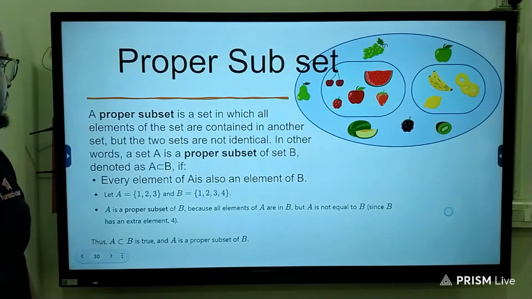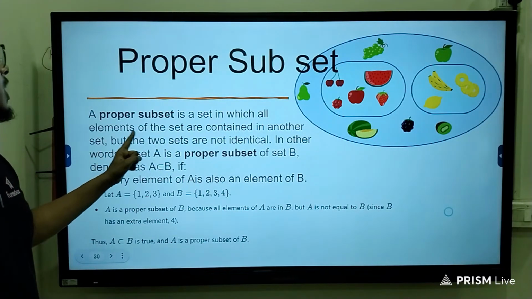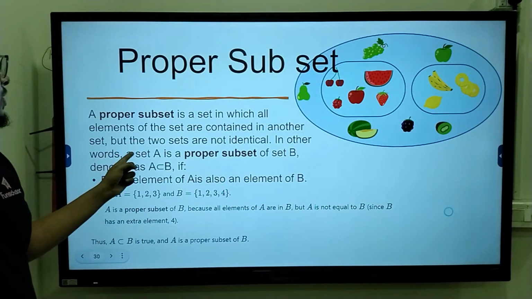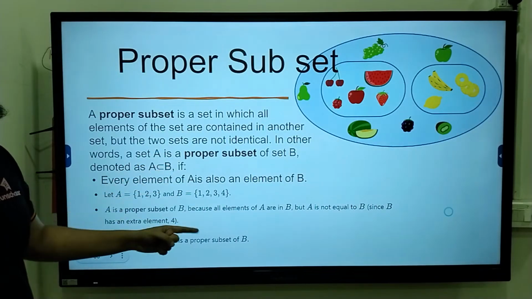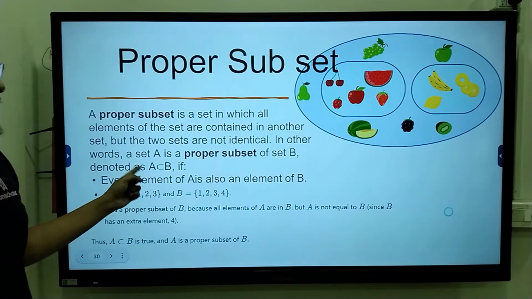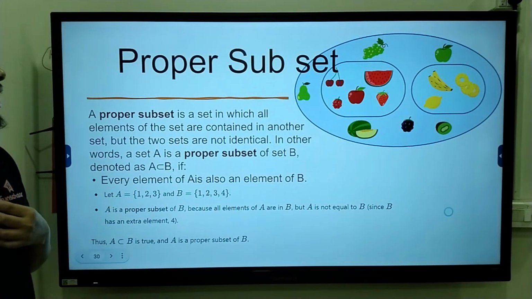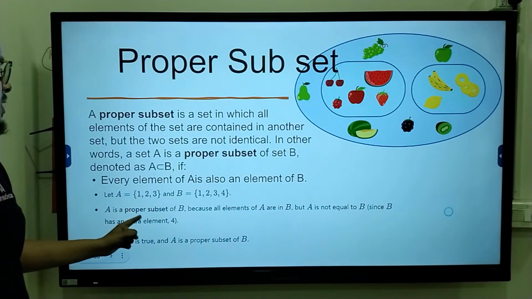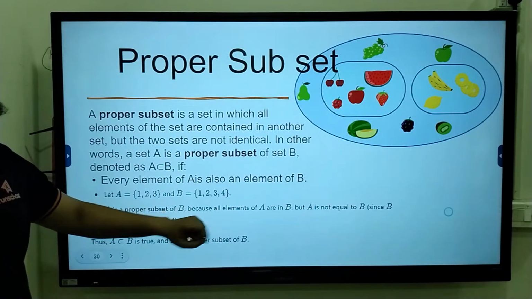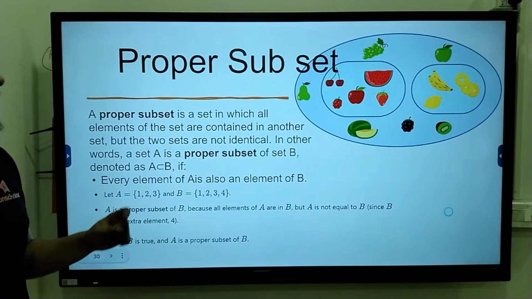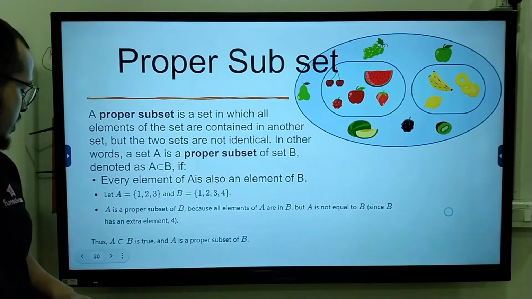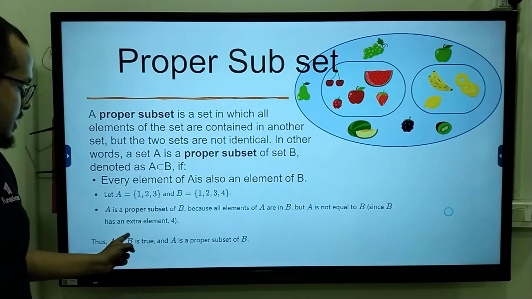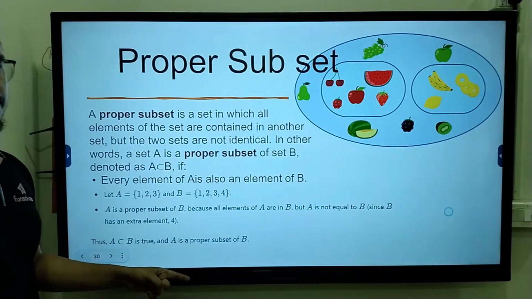Next, proper subset. A proper subset is a set in which all the elements of the set are contained in another set, but the two sets are not identical. In other words, a set A is a proper subset of set B if every element of A is also an element of B. Let A be 1, 2, 3 and B be 1, 2, 3, 4. A is a proper subset of B because all the elements of A are in B, but A is not equal to B since B has an extra element, that is 4. Thus, A is a subset of B is true, and A is a proper subset of B is true.